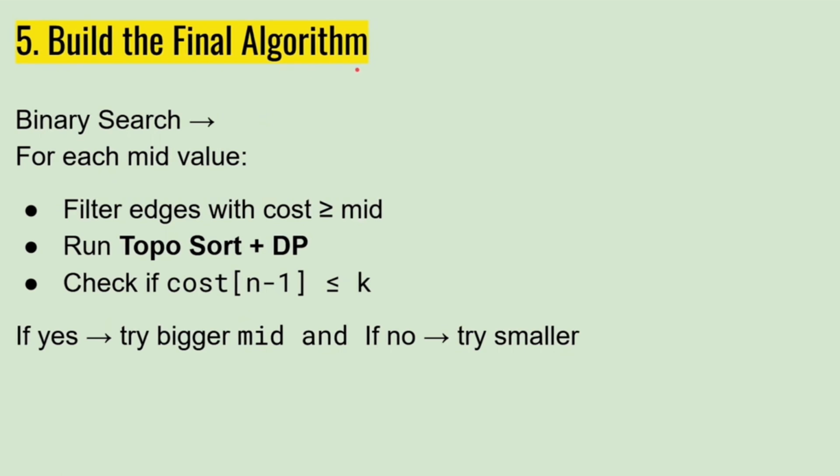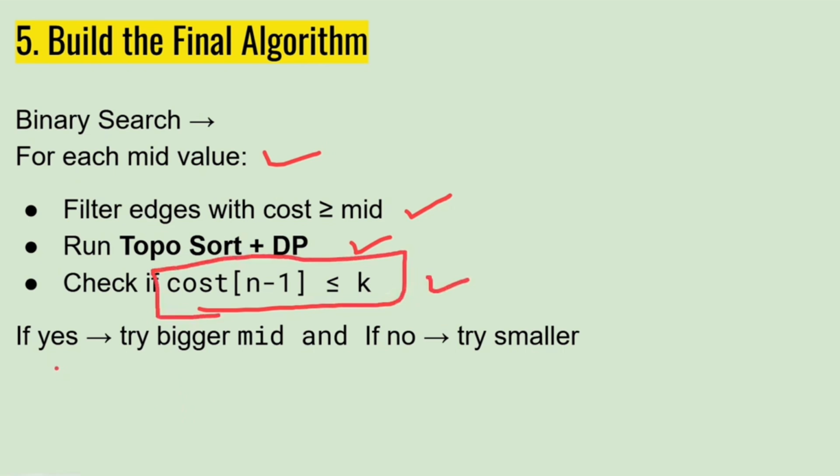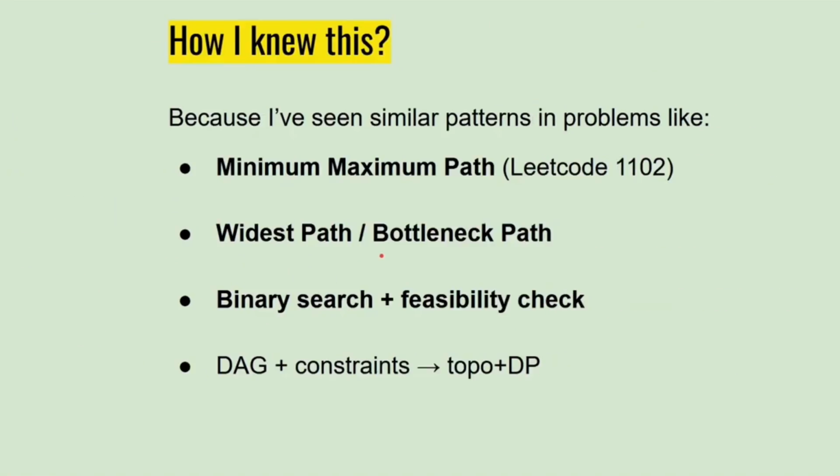Then we have to build the final algorithm. Let's suppose with the binary search, for each mid value we filter the edges with cost greater than or equal to mid. Then we run the topological sort plus DP, and check if the value matches. If the condition is true, we try the bigger mid. If not, we try the smaller one, right? This is the concept that we have seen in the algorithm.